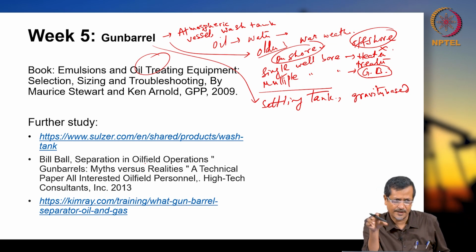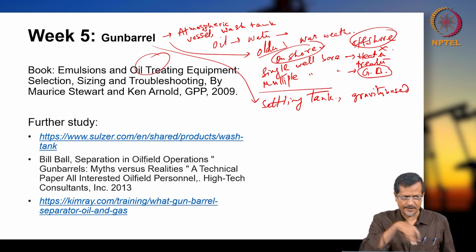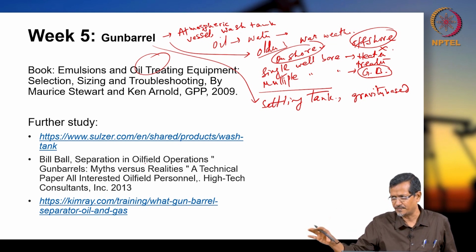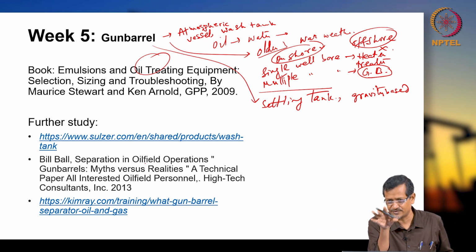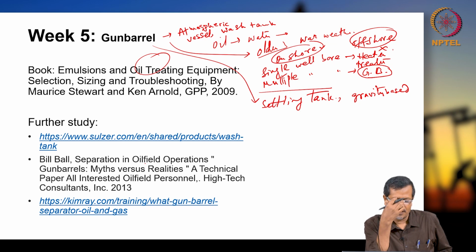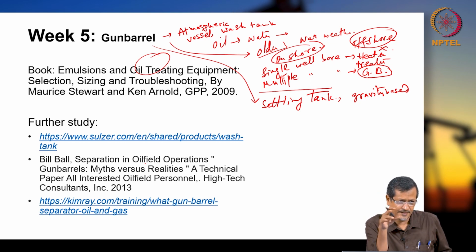Before putting into the gun barrel, you are increasing the temperature of the inlet fluid using some other tank, then you are giving that fluid into your gun barrel. So you are changing the viscosity. When you are heating, actually you are changing viscosity. Let's say some oil is having API 10, API degree 10.